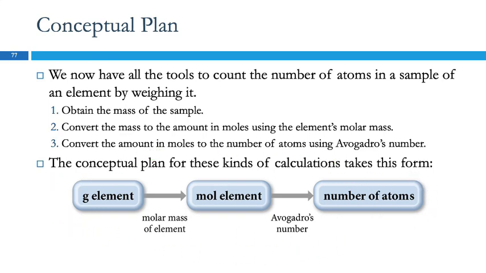So now this is the plan that we're going to use to count atoms by weighing them. If we have the mass, we can calculate how many moles there are, and that's using the molar mass of the element. It's on the periodic table.